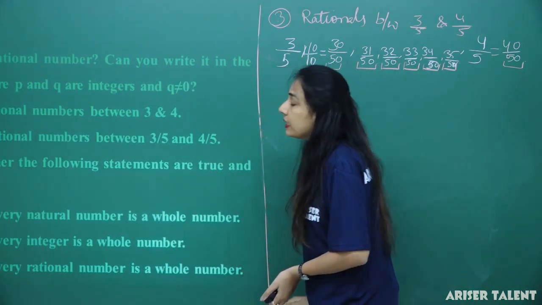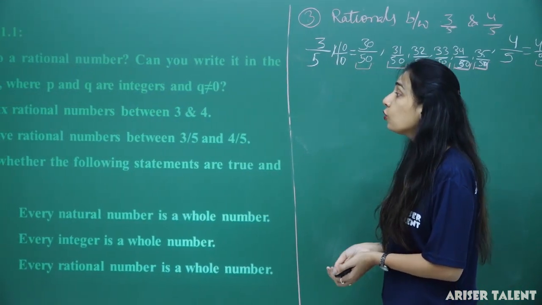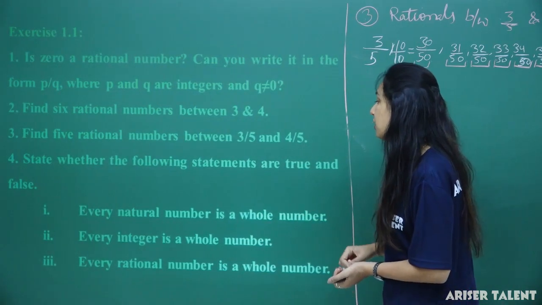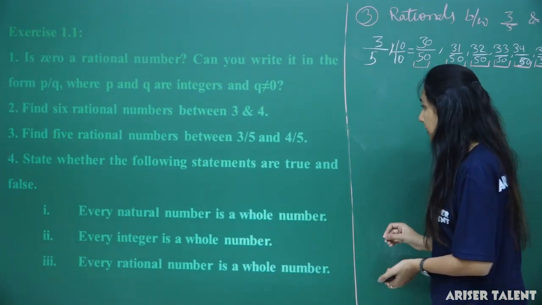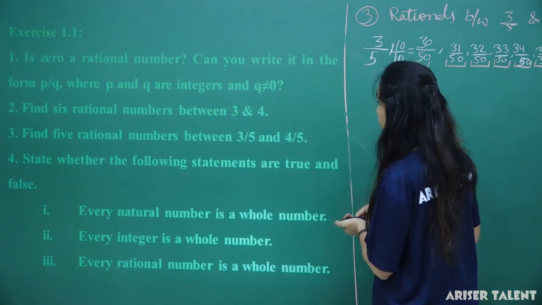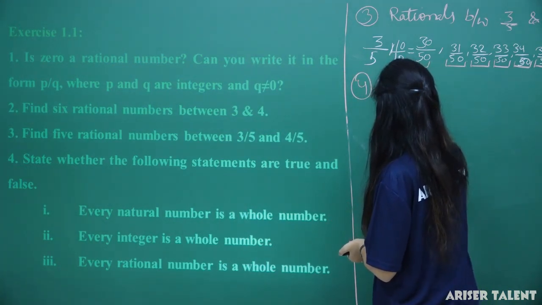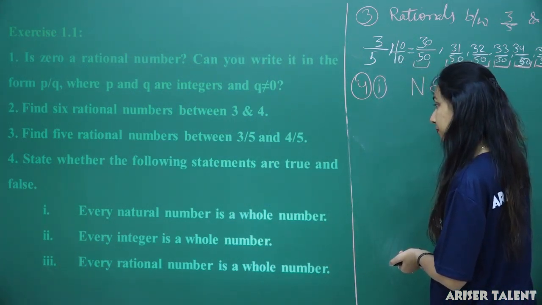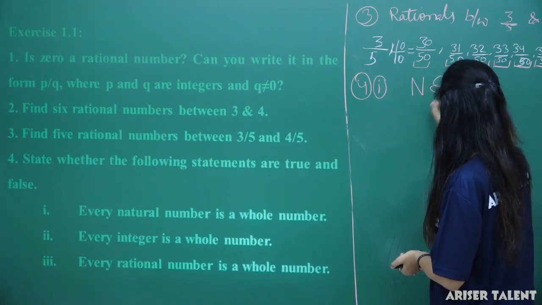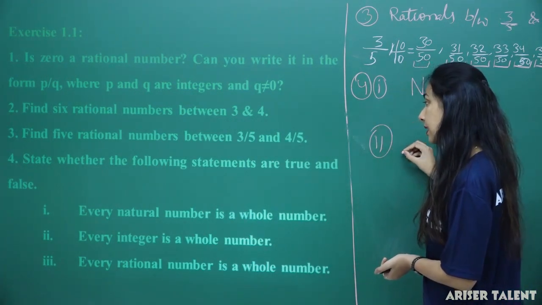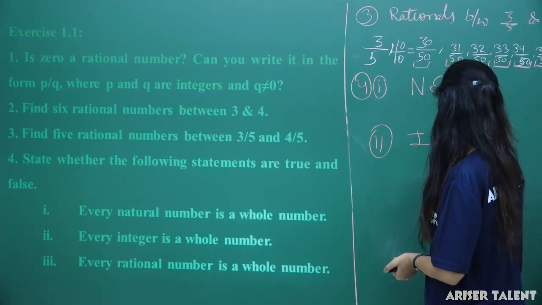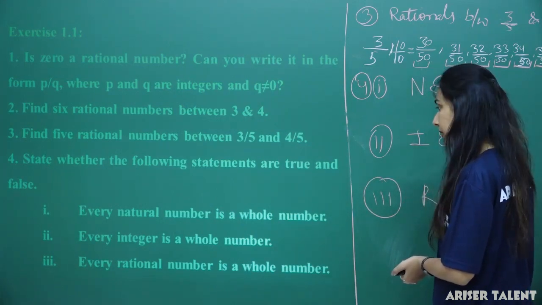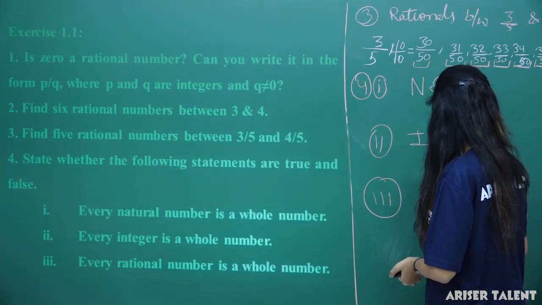Look at question number 4. State whether the following statements are true or false. Now this particular question we have done earlier too. I am talking about the 4th one. In the first, it is saying that every natural number is a whole number. In the second, it is saying that every integer is a whole number. In the third, it is saying that every rational number is a whole number.